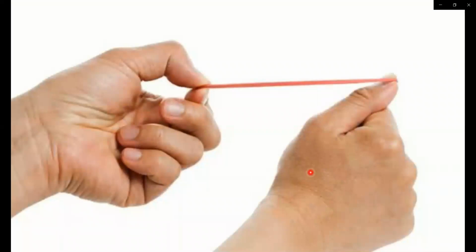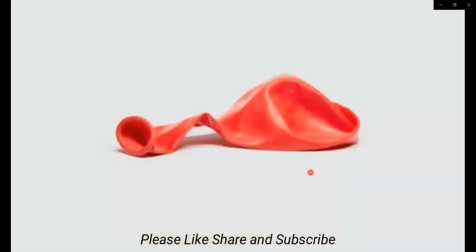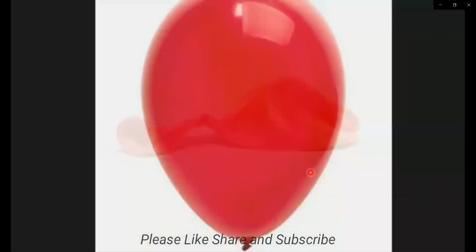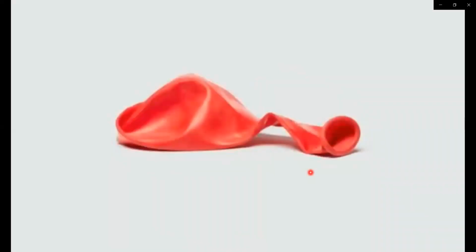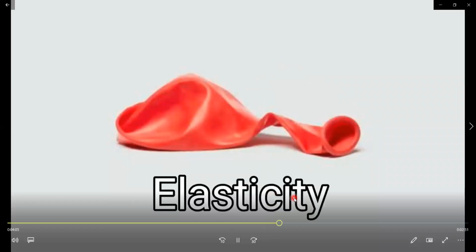Third property of substance, that is elasticity. Stretch a rubber band and let it go, or apply pressure on a piece of sponge and release it. Why do you see the rubber band and the sponge go back to their original shape? Some substances change their shape when a force is applied on them but return to their original shape and size when the force is removed, like this. This property is called elasticity.